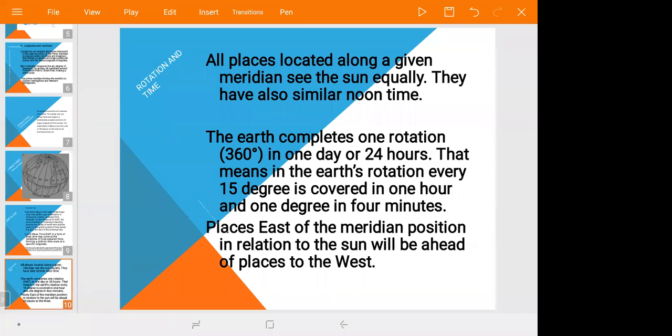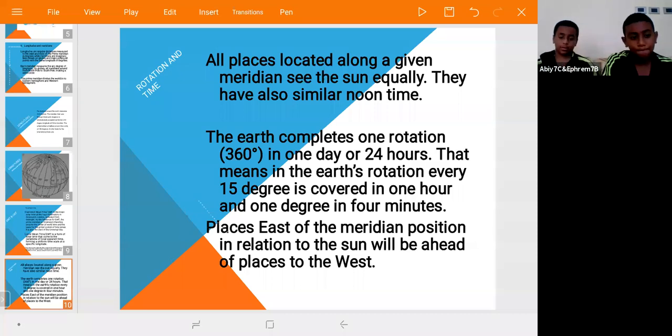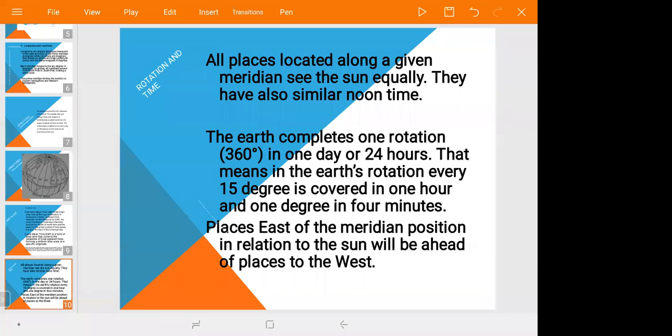So don't forget, if places are located along a given, that means on a specific meridian, the time is the same because they see the sun equally. And the noon time or the midnight is equal for them. But if there is a difference in any degree amount, even one, then the time will be different. Let us see the explanation, but that should be calculated next.